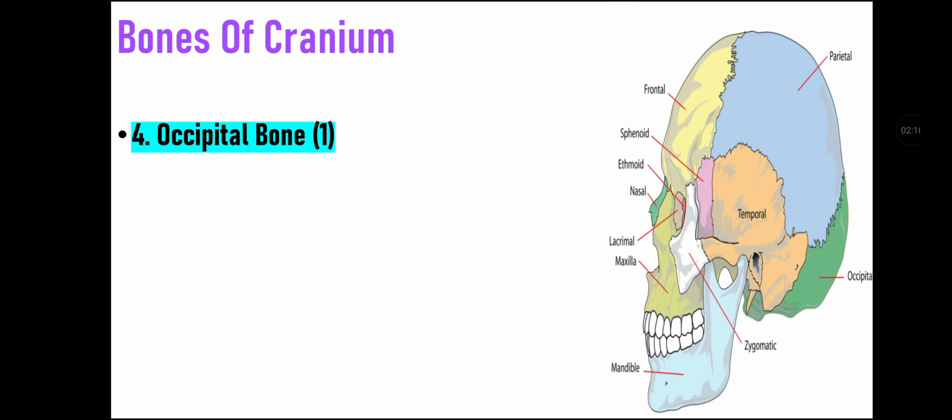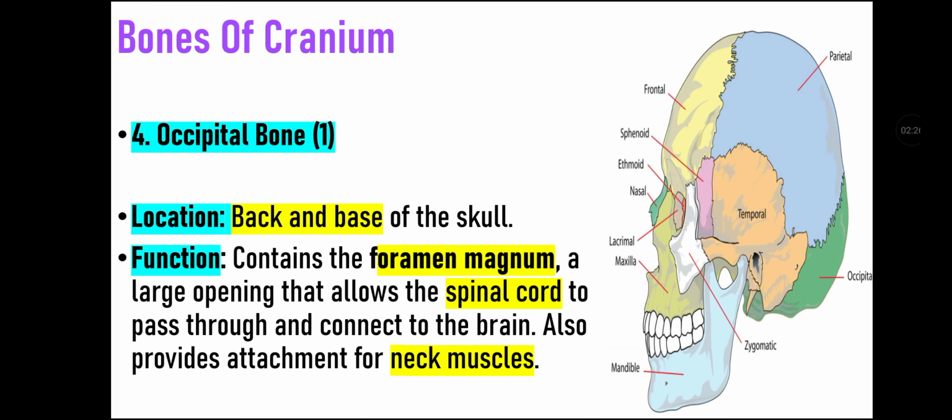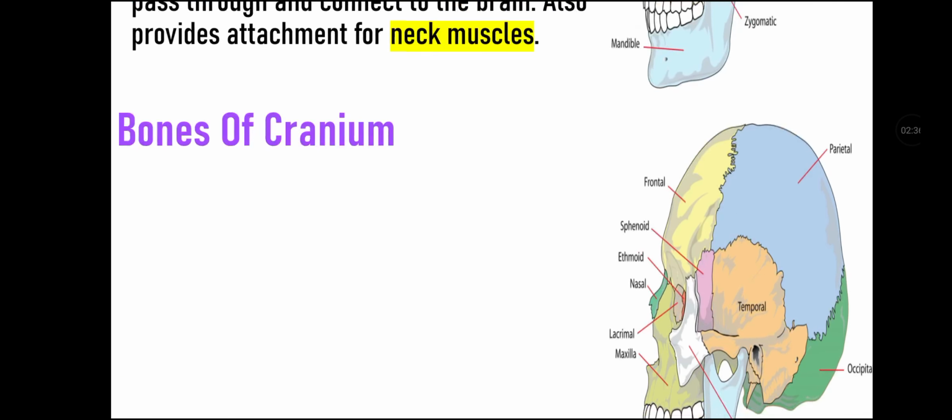Next in bone of cranium we have is occipital bone. As you can see in diagram, the dark green color bone at the back is the occipital bone. It is unpaired bone, that means there will be one occipital bone in every skull. Location: it is located at the back and base of skull. Function: it contains the foramen magnum, that is a large opening that allows the spinal cord to pass through and connect to the brain. It also provides attachment for the neck muscles.